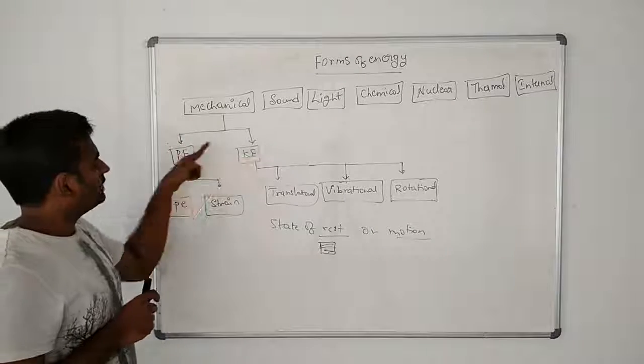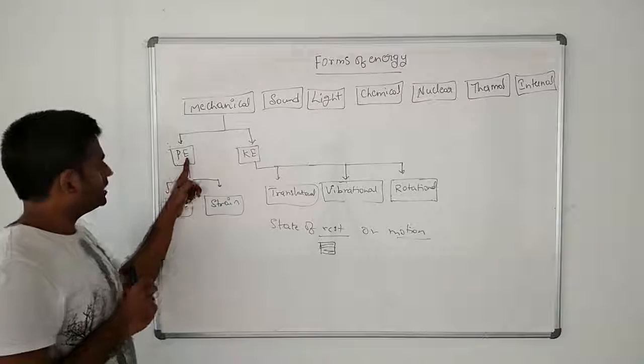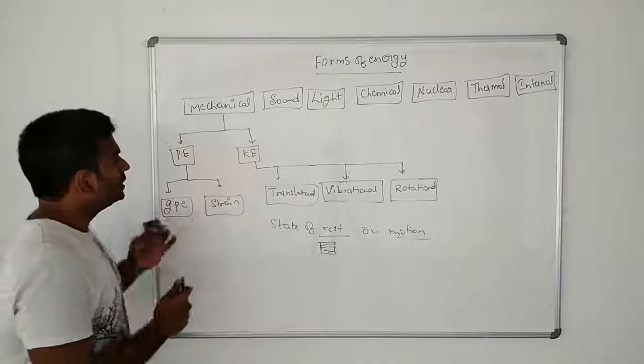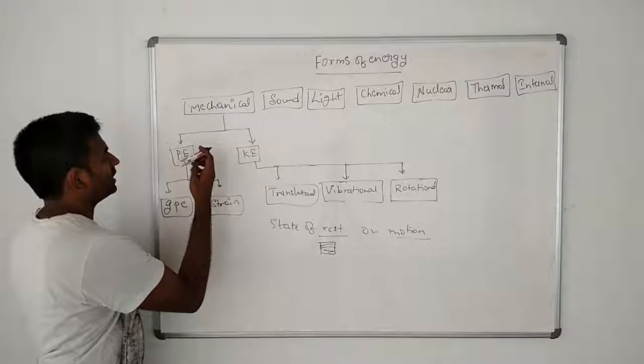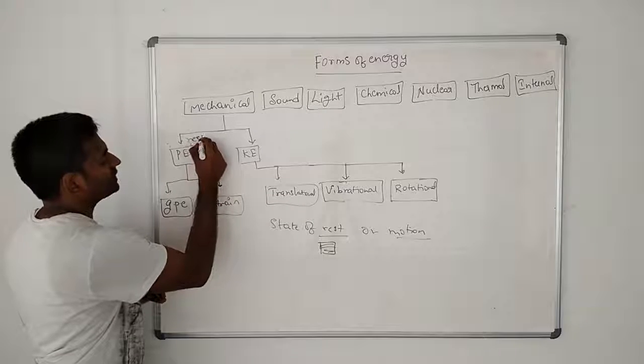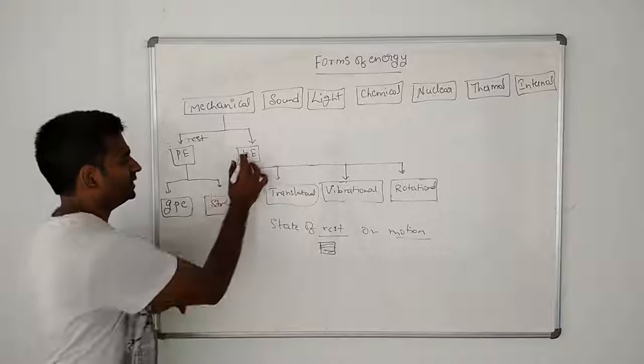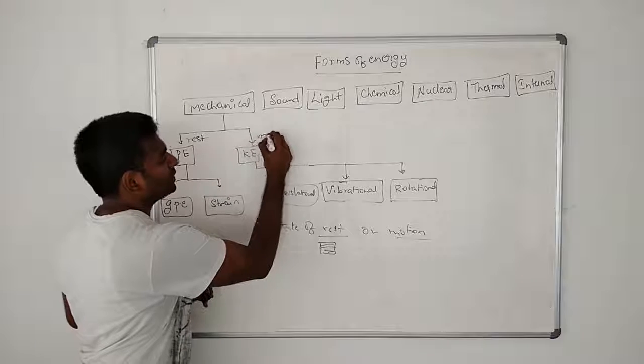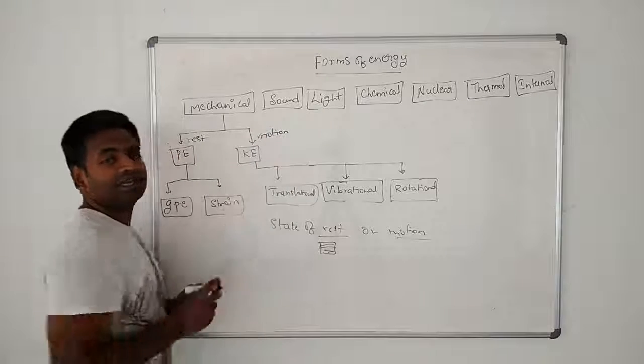Mechanical energy is divided into two types: potential energy and kinetic energy. If the energy is because of the state of rest, then it is called potential energy. If the energy is because of the motion, then that energy is called kinetic energy.